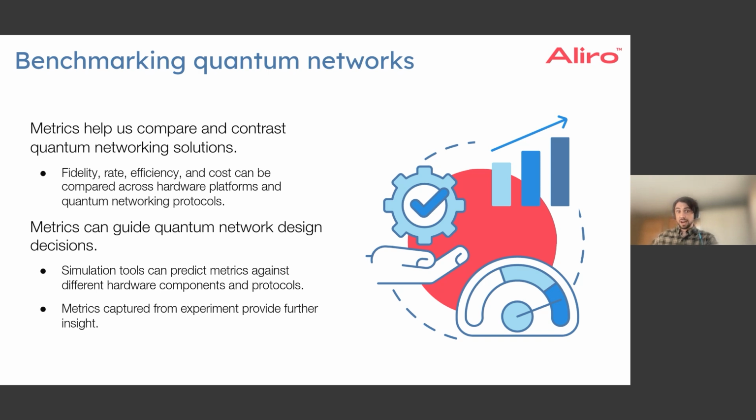Furthermore, metrics can guide quantum network design decisions. So as we set up networks, we should be thinking about the metrics we want to capture and the metrics that we might want to optimize before we purchase hardware. So to optimize metrics before we get to the hardware, we should be using simulation tools. Components are integrated together. Furthermore, we can use experimental results to gain further insights about how different quantum networks perform.